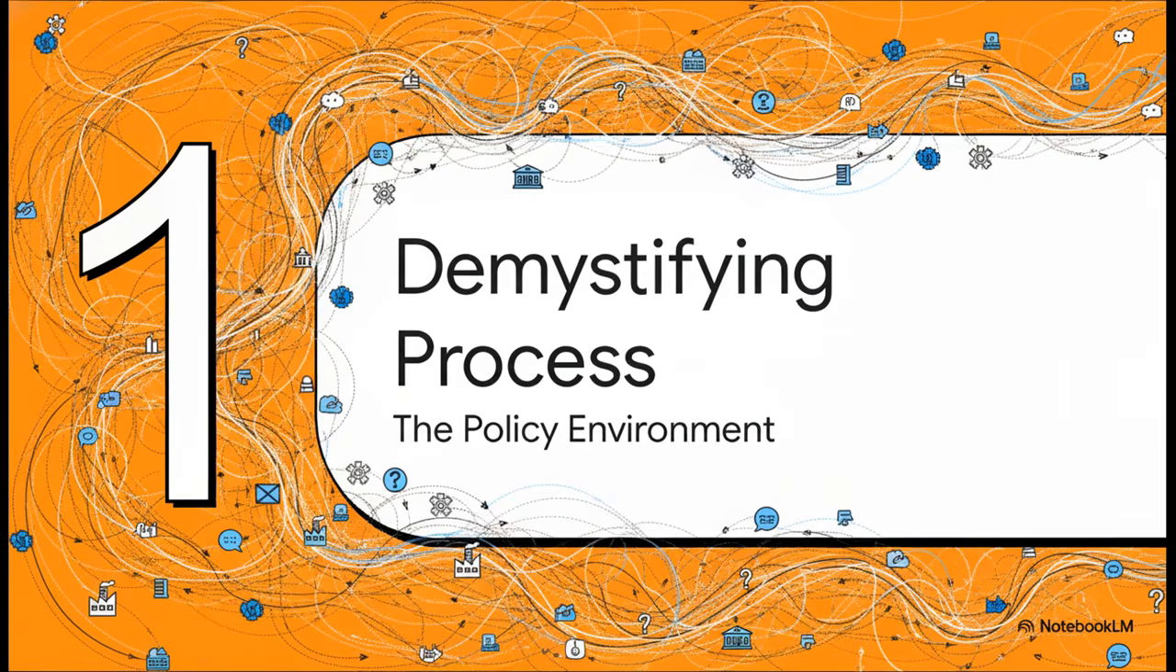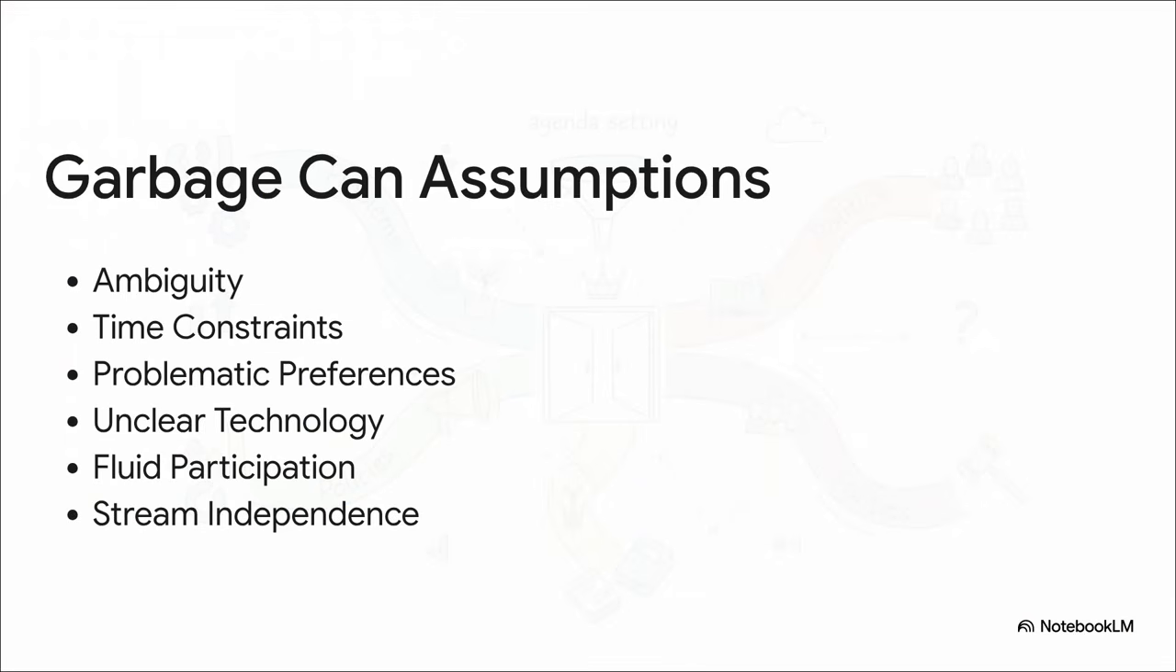Section 1. Demystifying the policy process. To really grasp how change happens, Kingdon built his framework on a concept from the 1970s called the garbage can model. It brilliantly treats governments not as perfect rational machines, but as organized anarchies. And these anarchies are governed by 6 highly unpredictable assumptions: ambiguity, time constraints, problematic policy preferences, unclear technology, fluid participation, meaning people are constantly moving in and out of the process, and, crucially, stream independence.